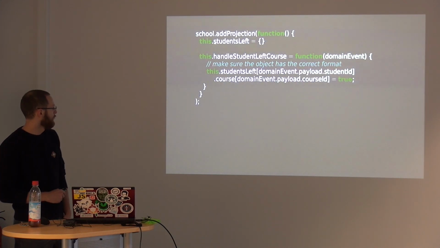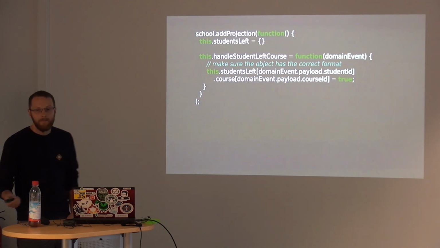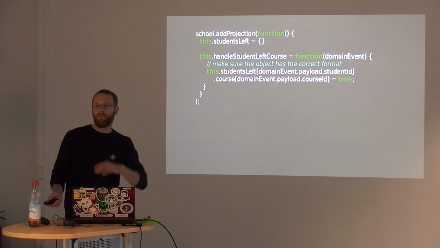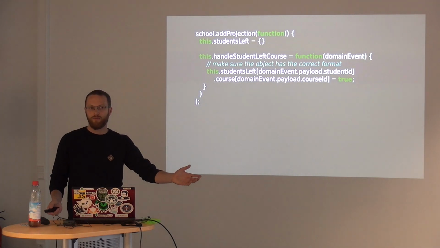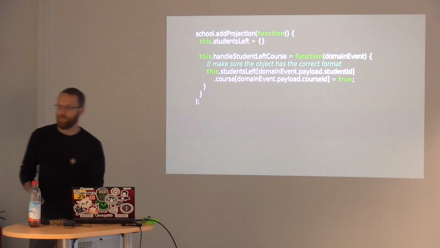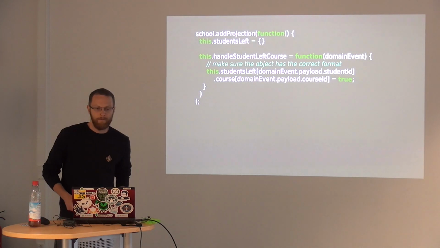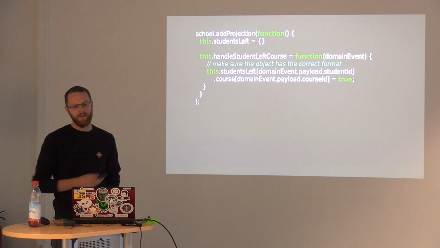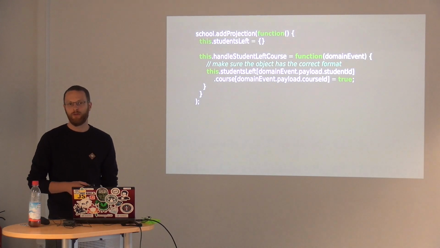So you have this object. Sorry. So you have student lefts with this course and this course ID of true. So that's the same thing that happened before in our controller. Just we write an encapsulated object for it. It's a projection.